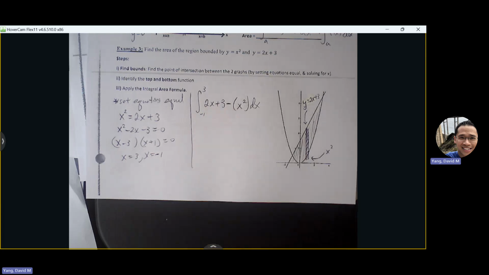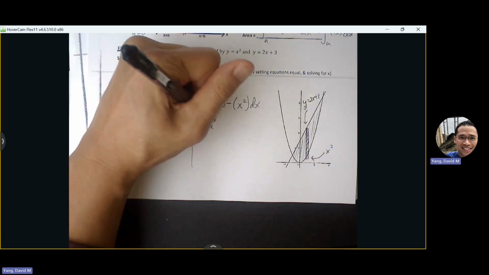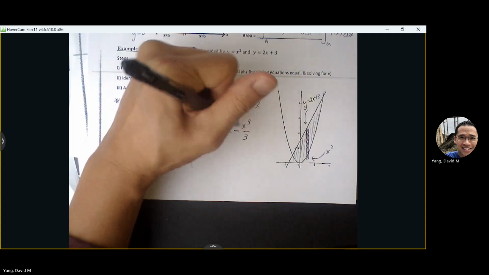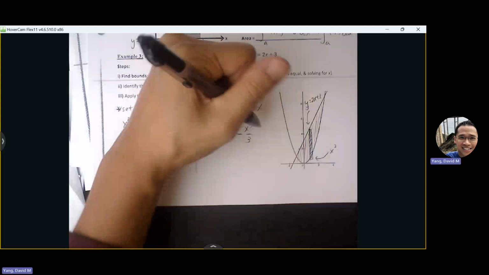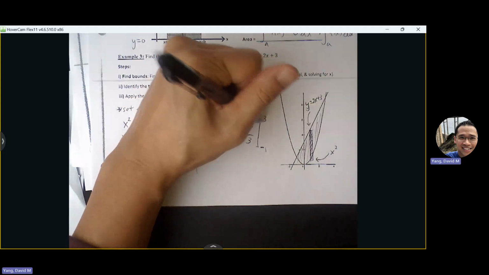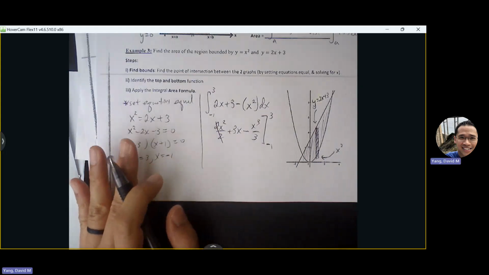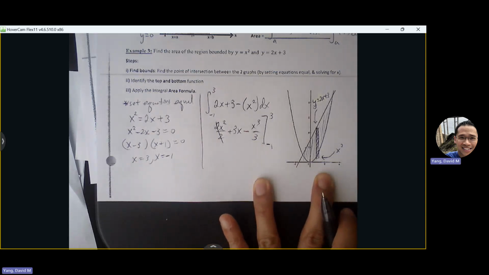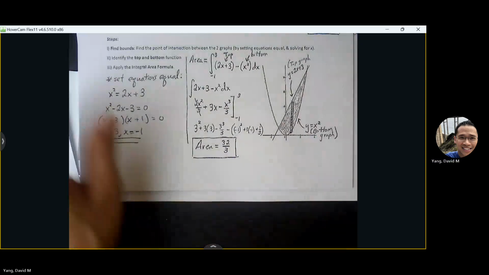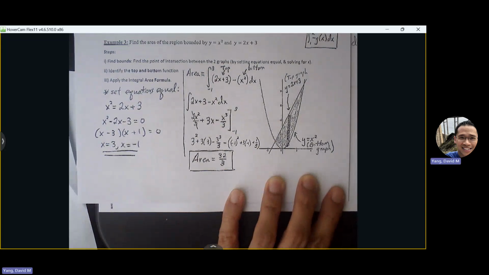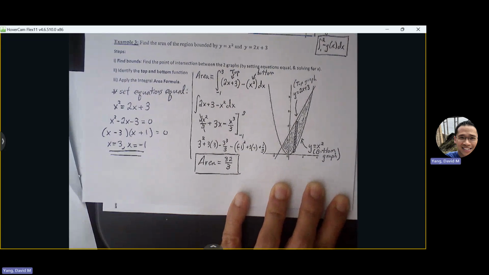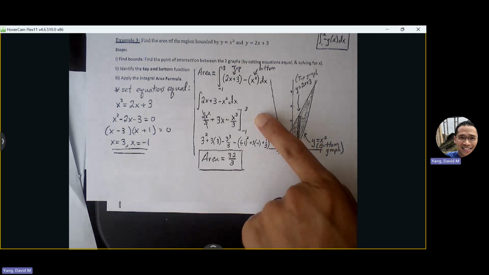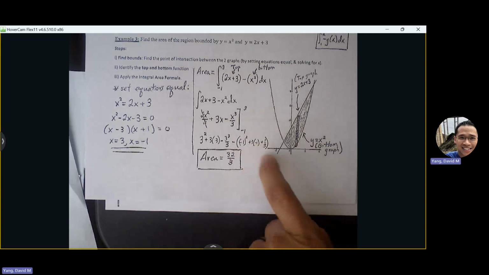Remember, all these terms we can go through, find the antiderivative. And then evaluate between -1 and 3. The top bound gets inserted first, minus, then the whole lower bound gets inserted. And it's just a bunch of numbers being added together and subtracted. We should get 32 over 3. We always plug in the top bound first, minus parentheses, then the lower bound.